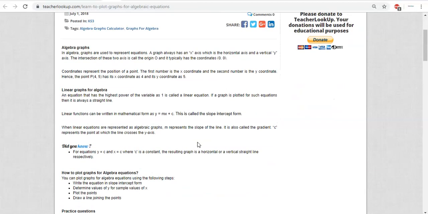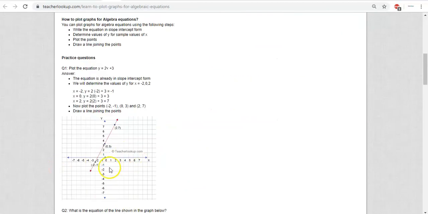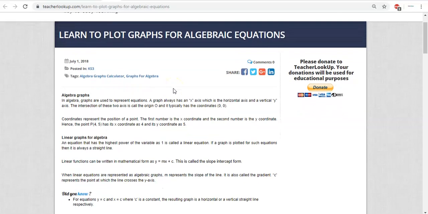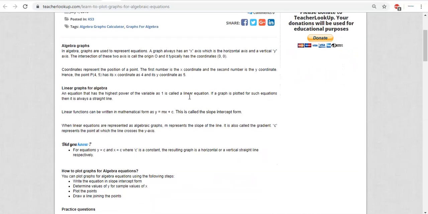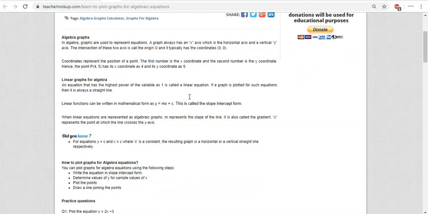So guys, horizontal and vertical. The intersection of the two axes is called the origin, point O, and typically has the coordinates 0, 0. This could vary from graph to graph, though not many times does it vary.